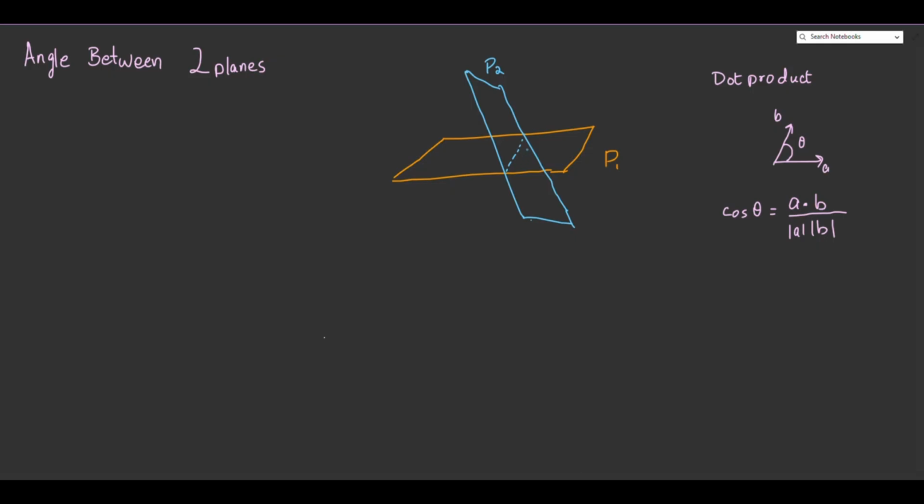So how can we find this angle? The main thing you have to note down, which we are going to use, is the following: the angle between two planes is actually equal to the angle between their normal vectors. So this is the fact we are going to use to find the angle between the two planes.